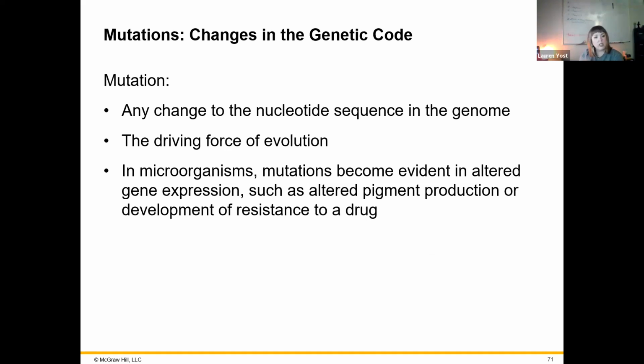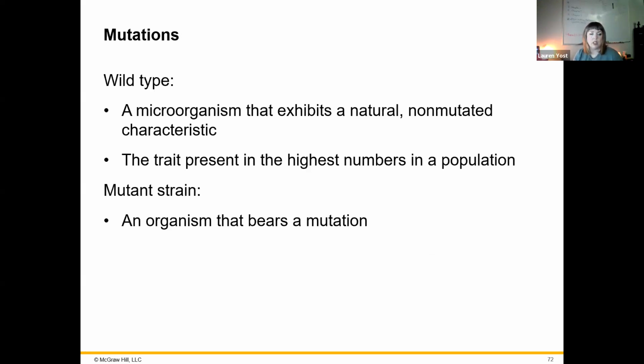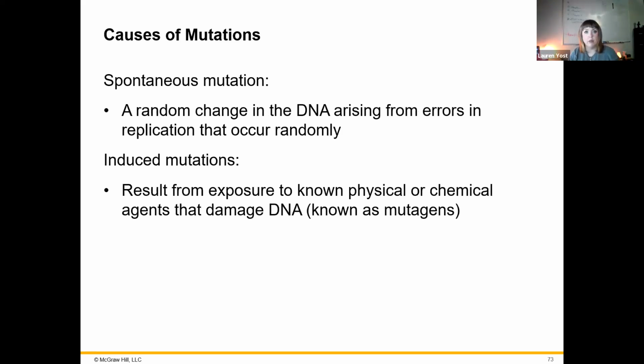A mutation is any change to the nucleotide sequence of the genome at all from what it should be, the wild type. So if it deviates from that, it's a mutation. You can often see this expressed in phenotypes, but not always, right? So wild type is the most common natural form of something, whereas a mutant strain is the one that mutated from the wild type. There's different ways you can get mutations, right?